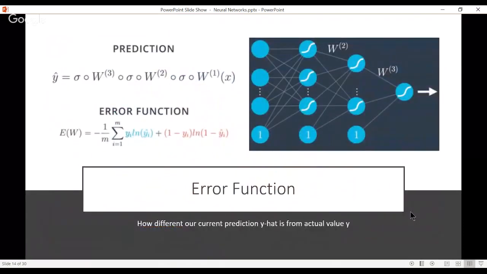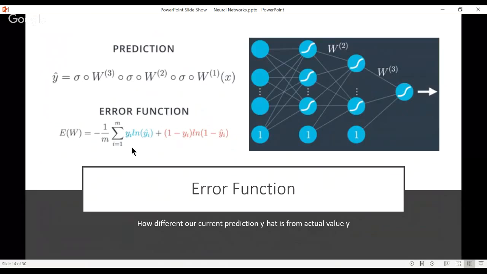Right. So let's talk about the error function now. What does error function mean, what is the error? It is the difference between our prediction of y, which we call y hat, and the actual value of y.